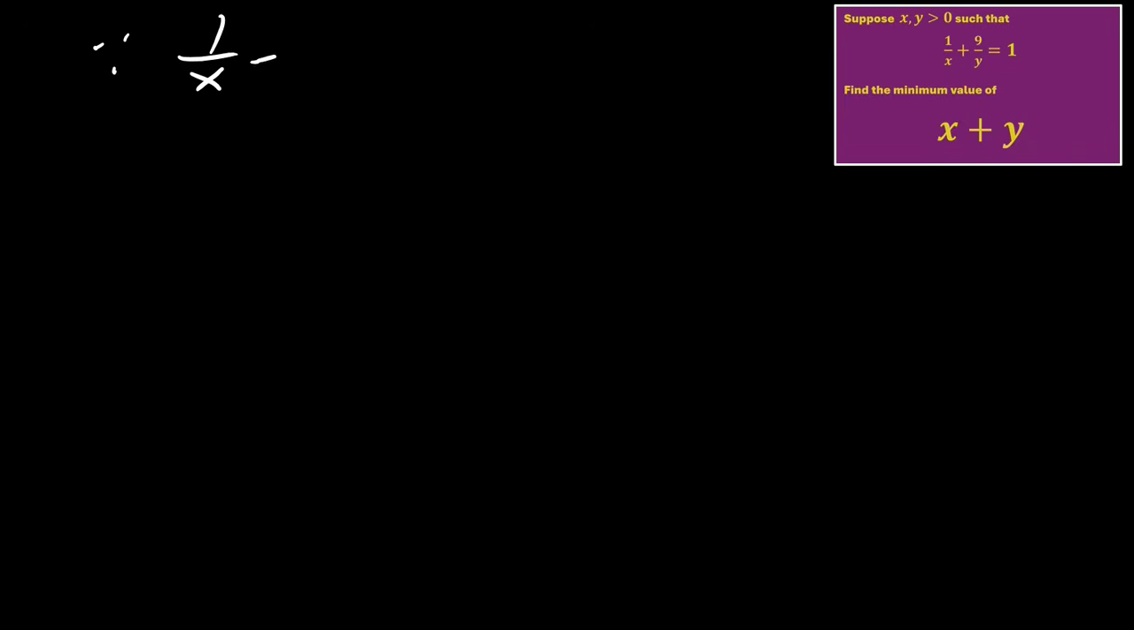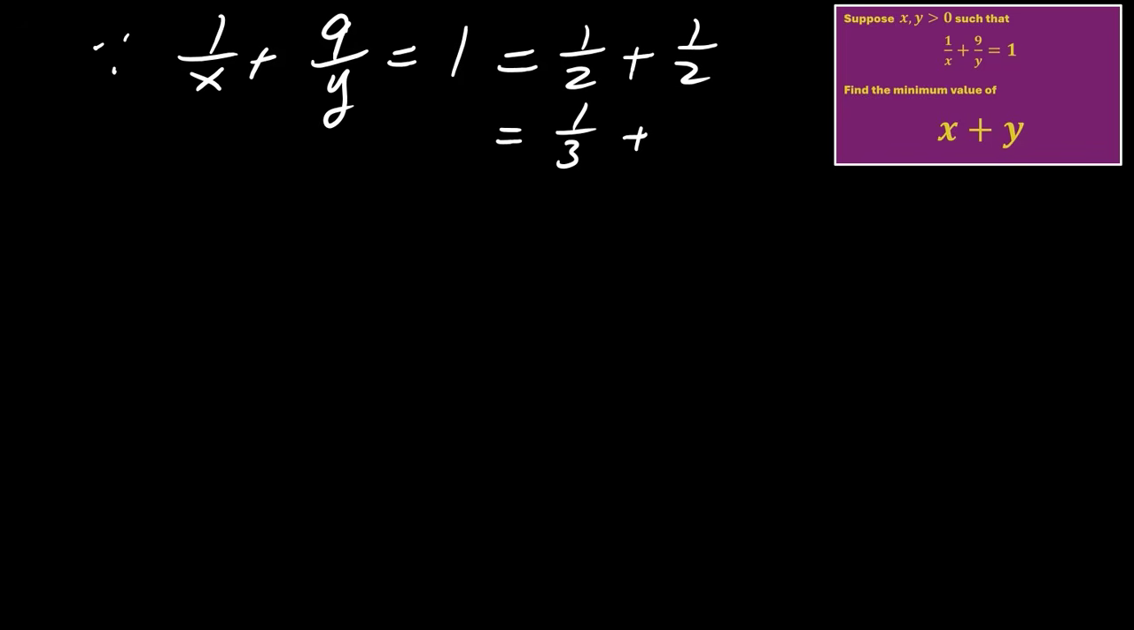Since 1 over x plus 9 over y equals 1, there are many such x, y. We can try some possible x, y. We know that 1 equals a half plus a half, 1 over 3 plus 2 over 3, 1 over 4 plus 3 over 4, and so on and so forth.